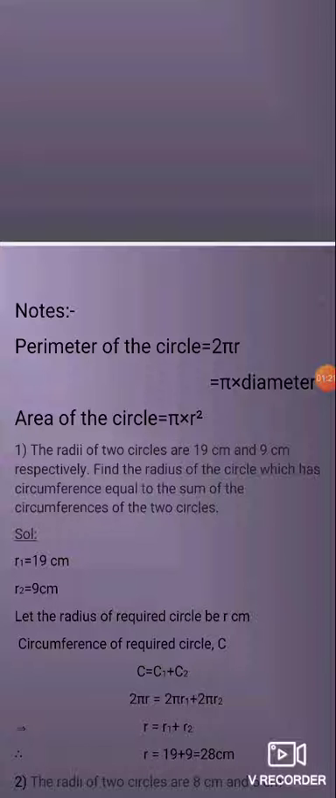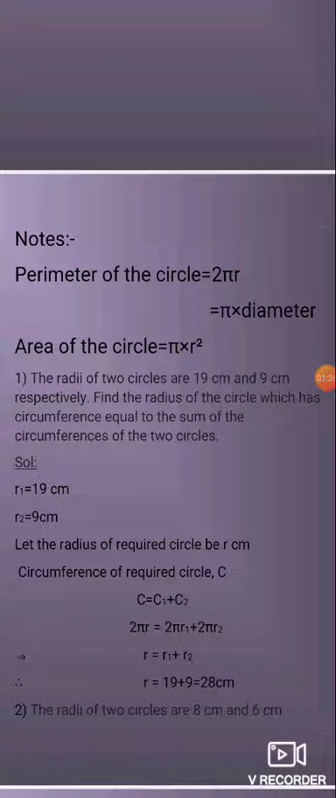Now, the condition is the circumference of the new circle is the sum of the circumference of the two circles. So, we can take the circumference of the new circle be C, which is equal to C1 plus C2, that is the circumference of the first one plus circumference of the second one. Now, substitute the equation. That is 2 pi r is equal to 2 pi r1 plus 2 pi r2. So, 2 pi is common, so you can cancel. Remaining r is equal to r1 plus r2. Substitute the values. At last, we get 19 plus 9 is equal to 28 centimeter.